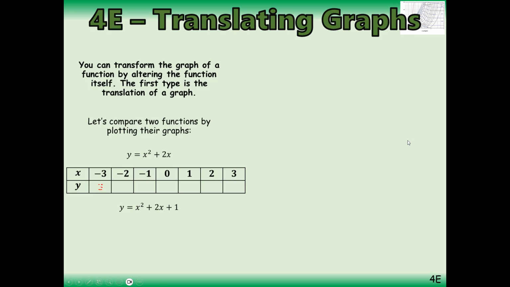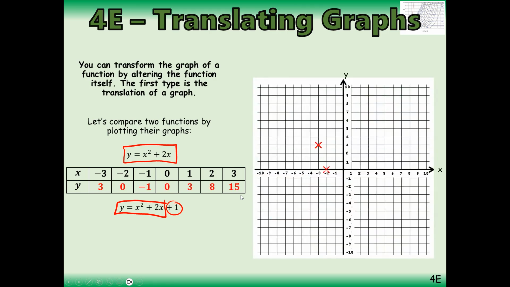So there are two translations that we have to perform here. The original curve is given to us by y equals x squared plus 2x. And here we have the original curve, but we added one outside of the function. So let's just plot the original quadratic here. The original quadratic looks something like so. All right. Then we're going to consider this.